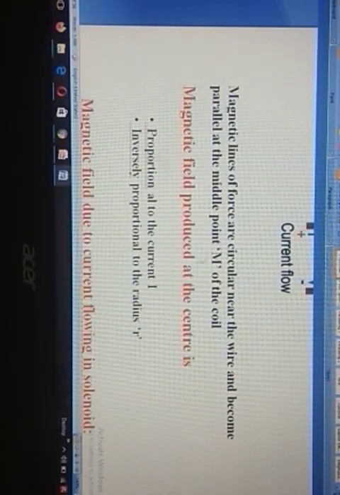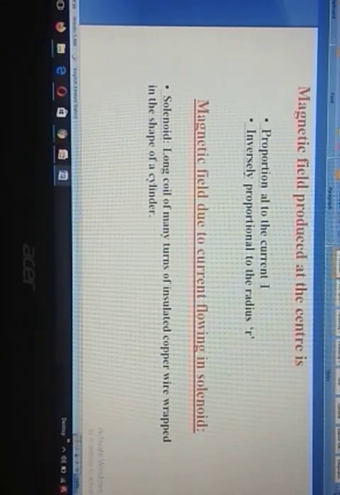Magnetic field lines of force are circular near the wire and become parallel at a middle point M. The magnetic field produced at the center is always proportional to the current I and inversely proportional to the radius R.